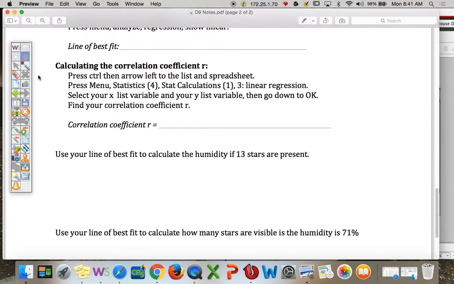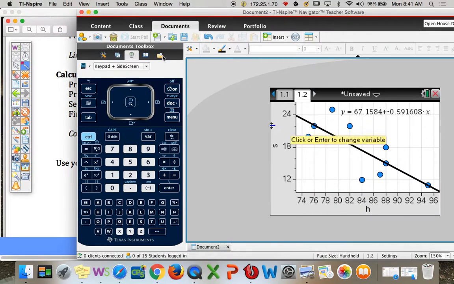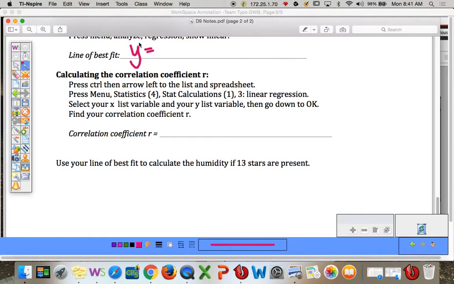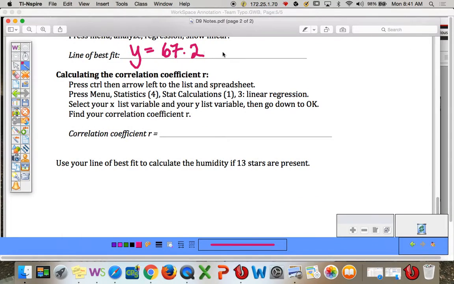So line of best fit, y equals, and we have 67.2 if I round. Plus minus is the same as minus 0.59x. Okay, so we can say here's our starting humidity, and then for each increase in percentage of humidity, visibility goes down by negative 0.59.